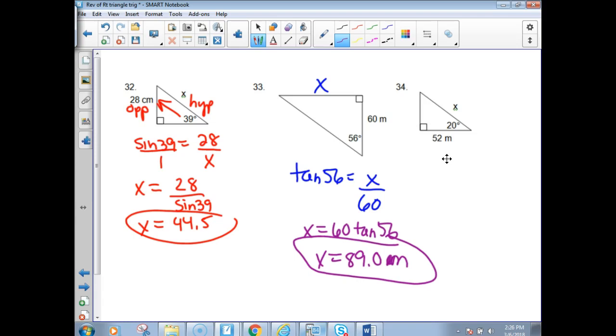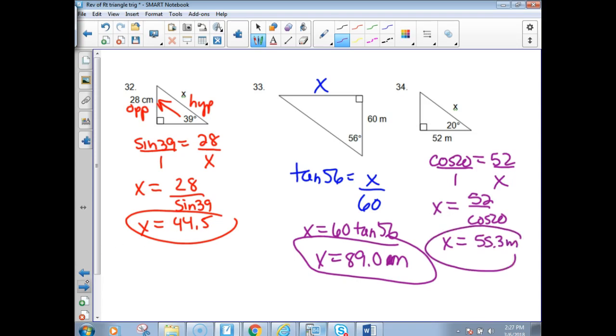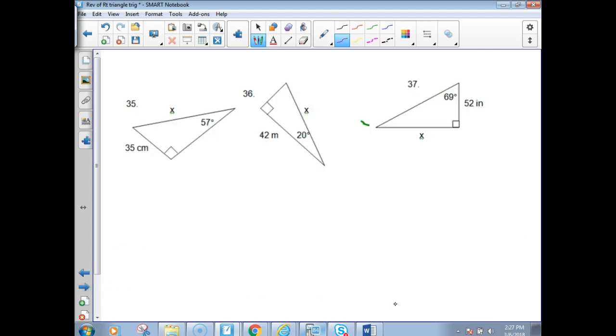You already did. Good. Yes, it is 52 over x. Now, how do you calculate it? There you go. You got how big? 55.3 meters. Thank you. Okay, I'd like you to continue, please.